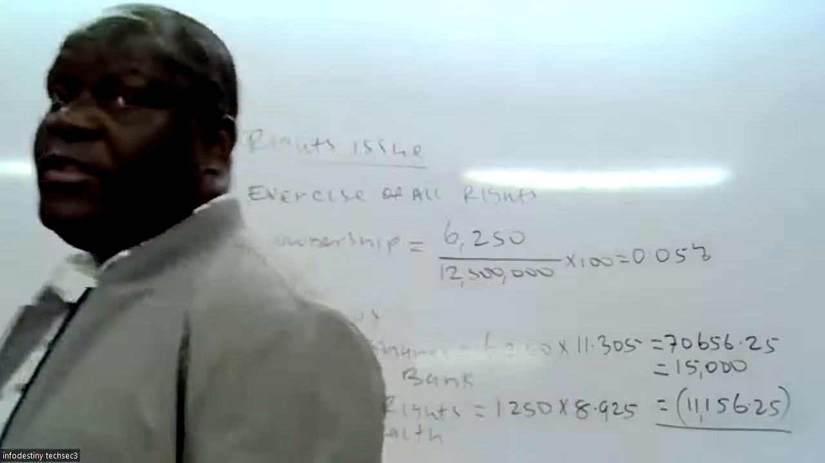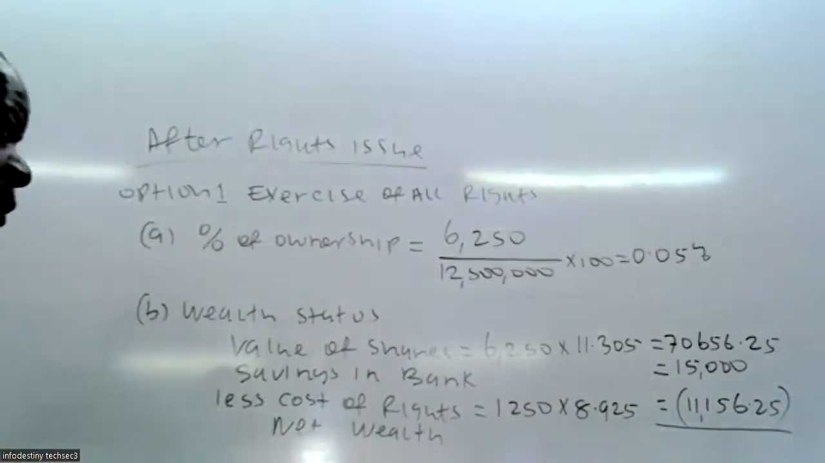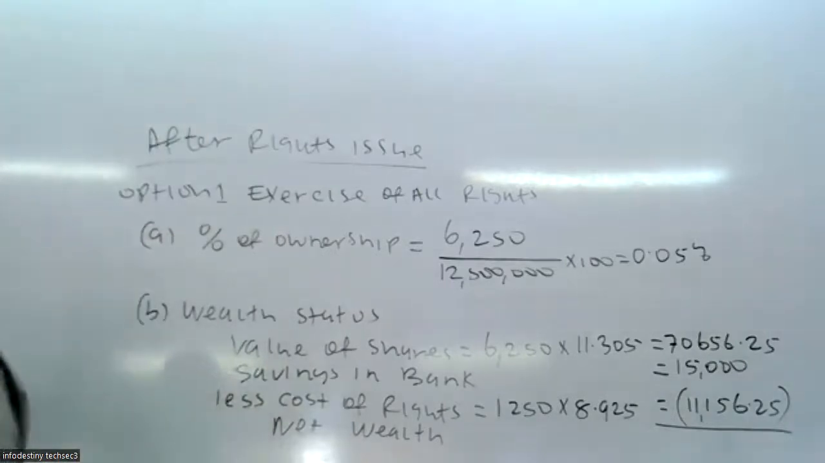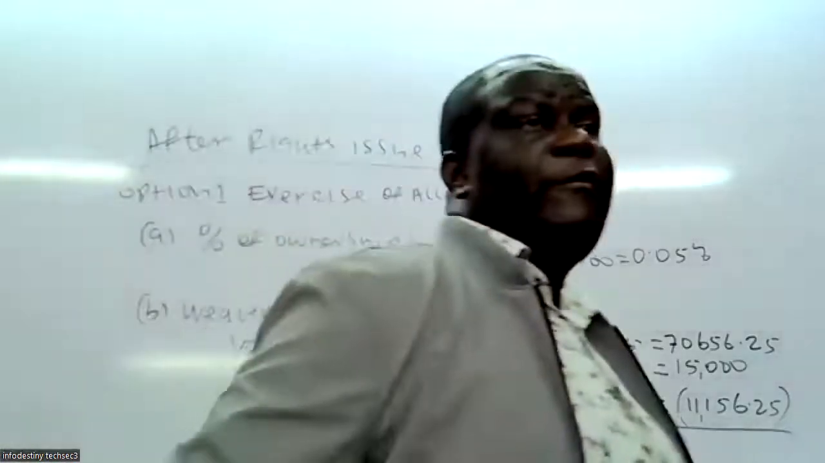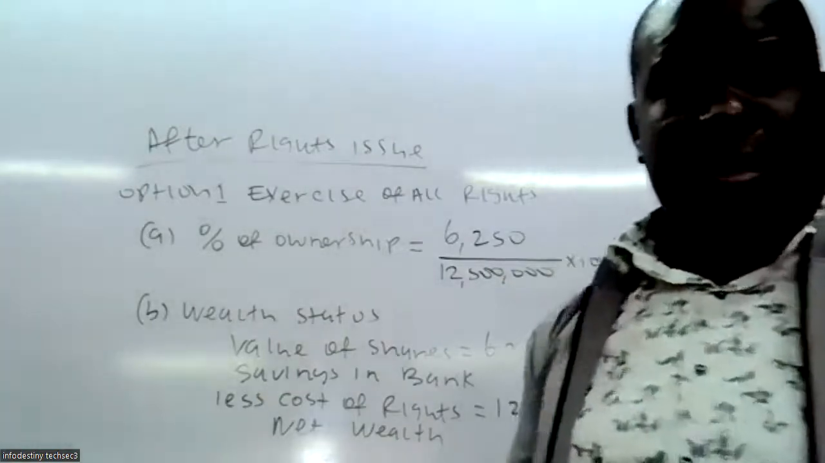So now get the net worth. It will not change. It will remain the same as before the right issue. So that net wealth will remain the same as before the right issue. So when you exercise your rights, there will be no changes. Your percentage of ownership and your wealth status will remain as before the right issue. That's now our Roman number 3.